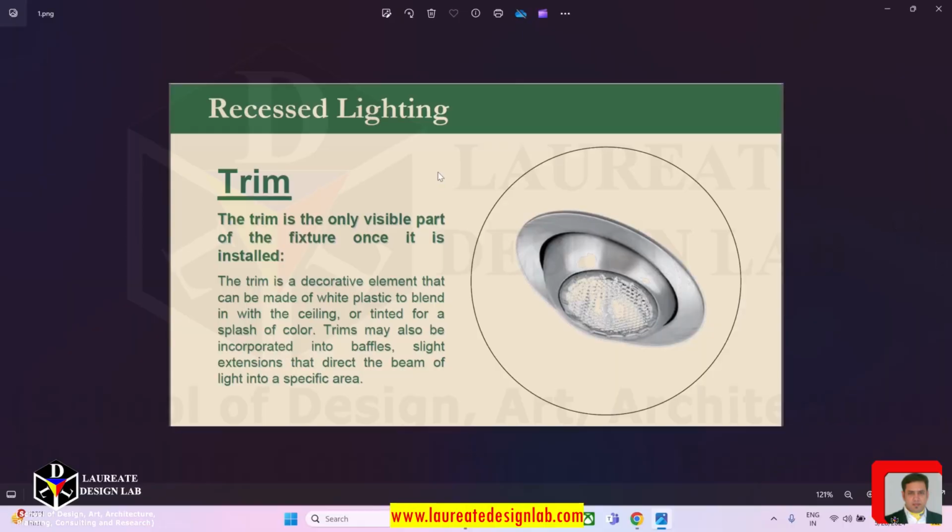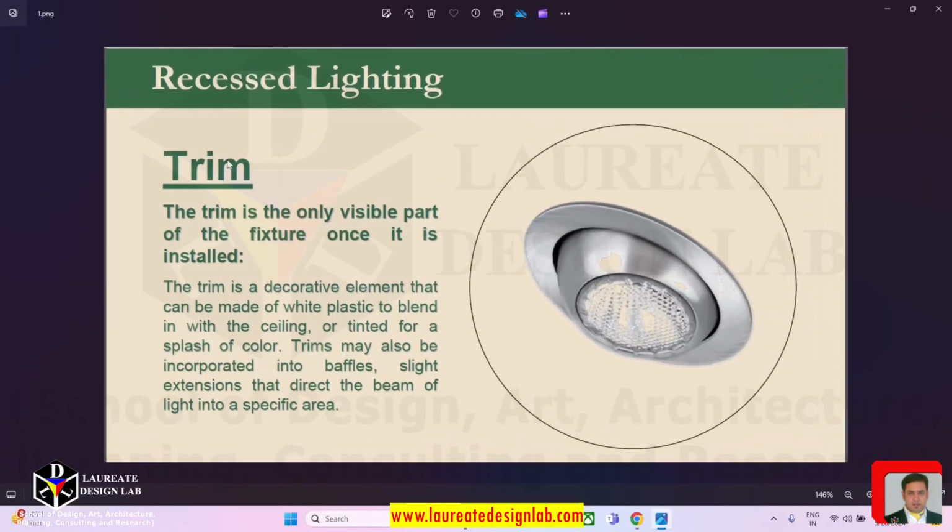In today's class, we'll be learning about recessed light trims. We have a variety of trims about which I discussed in the previous video, and now I'm going to discuss the newer trims, explaining with the help of photos.